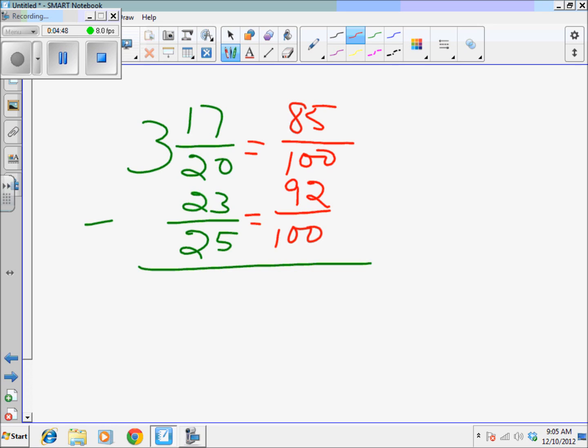Kristen? So we have to what? We have to borrow 1 from the 3, right? We borrow 1 from the 3, okay? That's a 2. What are we borrowing fractionally from the 3? Hector?